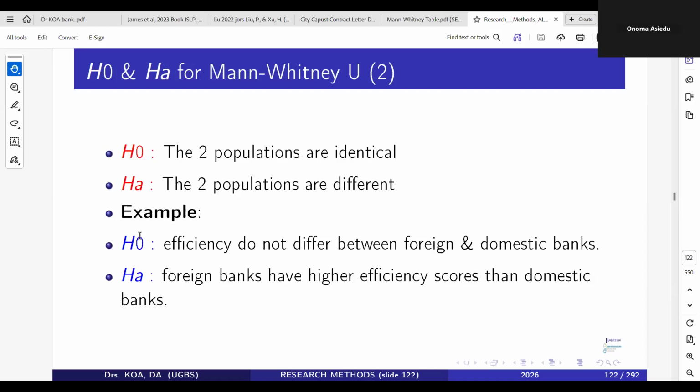For the null, efficiency do not differ between foreign and domestic banks. But we know that the null hypothesis should have some element of equal to in it. So it should be efficiency is the same between foreign and domestic banks. So there's a problem with the first one. There should be some construction that equates efficiency to domestic banks. So what should have been the first one? What should have been the second one?